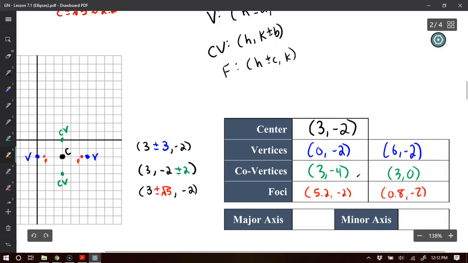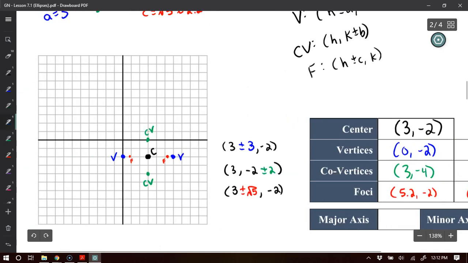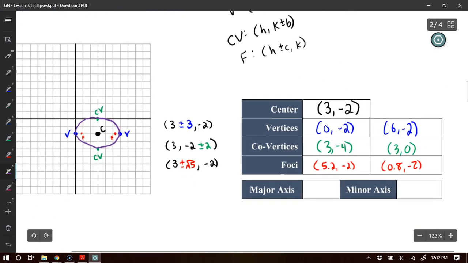And there are my foci. Now, if I want to draw the ellipse and finish it off, I just have to think about it being oval in shape. And so I have a curve, and a curve, and a curve, and a curve. Boom. There is my ellipse. But you still have two more parts.